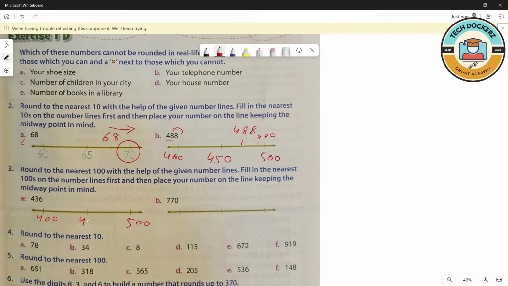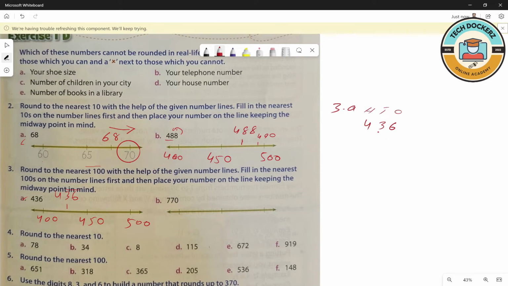The midway point is 450 and the number will fall somewhere here, which is 436, and we need to round to the nearest 100. I will write down here for you 436. Question number 3A. So ones, tens and 100.